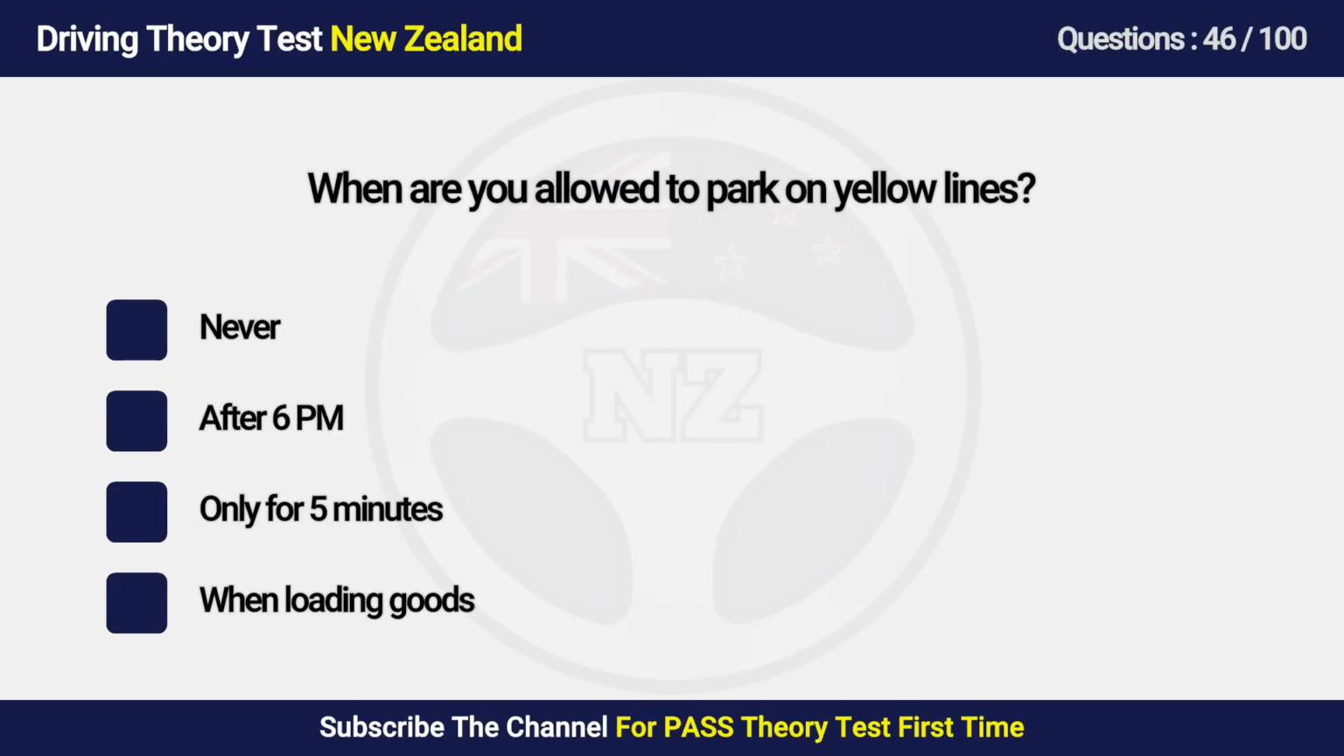A, never. B, after 6 p.m. C, only for 5 minutes. D, when loading goods.